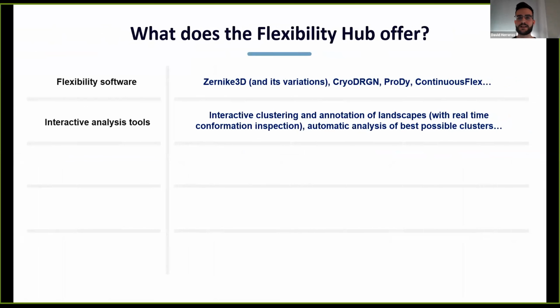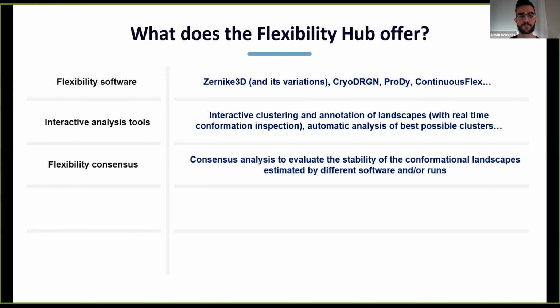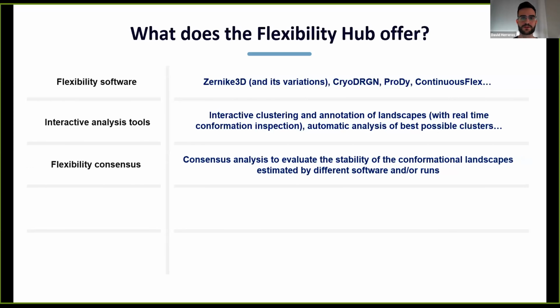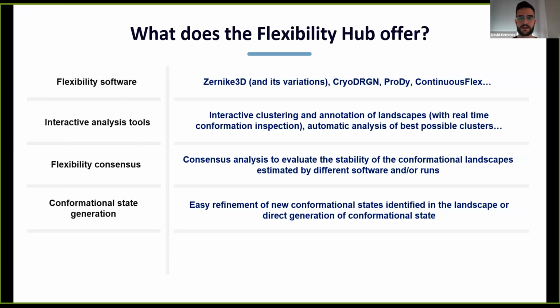Also doing automatic analysis to more or less infer what are the possible best number of states that you can expect from your conformational landscape. Also, we are offering a new consensus tool, which in principle should allow you to combine all these different measurements into a single one and do a stability analysis and keep only those particles that are very stable. We are also providing ways to extract these conformational states from the landscape. The usual way will be doing refinements, but we are also providing the own way each different software has to decode or generate these different conformational states.